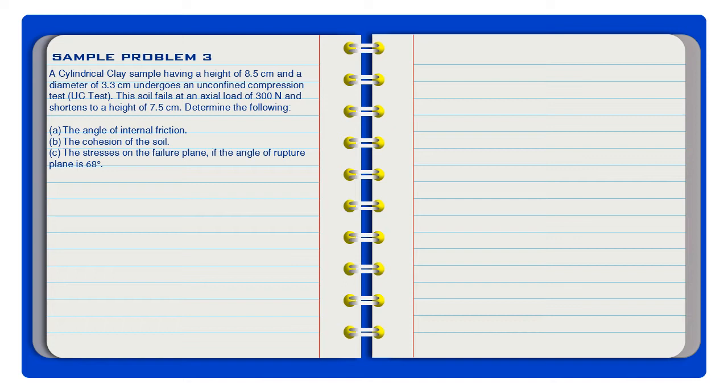As you can see, in our given, it already says that this is an unconfined compression test or UC test. You might wonder why you are asked to find the angle of internal friction. So, you go to item C of the required. It says there that the angle of rupture plane is 68 degrees. That means this one is greater than the theta which is 45 degrees. So, meaning, it is not telling you to assume that the Mohr envelope is horizontal.